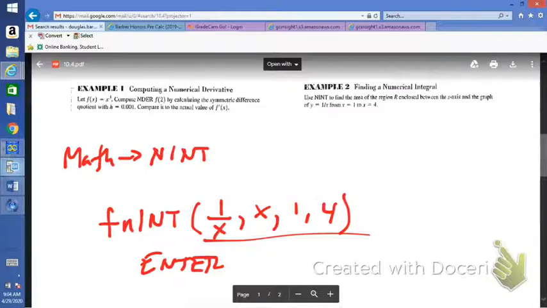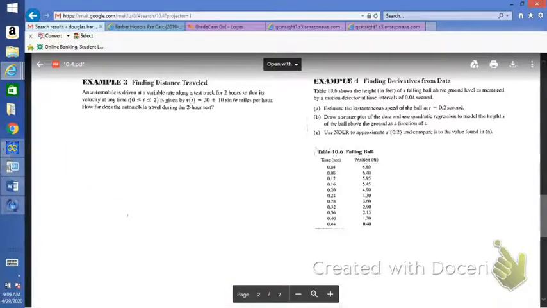Okay, number 3, example 3. So here we're going to find distance traveled. So an automobile is driven at a variable rate along a test track for 2 hours, so that its velocity at any time, and the time t is defined between 0 and 2, is given by v of t equals 30 plus 10 sine of 6t miles per hour. How far does the automobile travel during the 2-hour test?